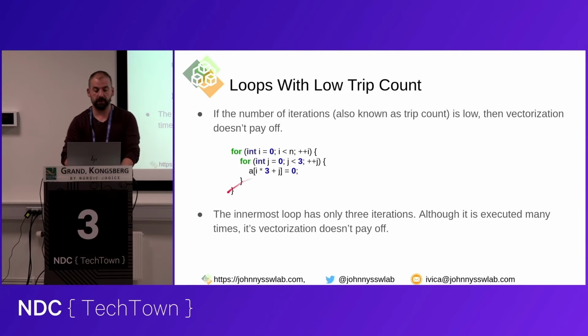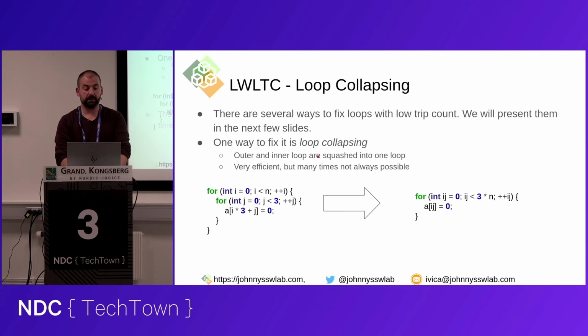So here is a loop, and this loop initializes a of I times 3 plus j to 0, but it has only 3 iterations. And vectorization might not happen here, or maybe the compiler used some kind of tricks, but it might not happen. Can we do something about it? Actually, we can.